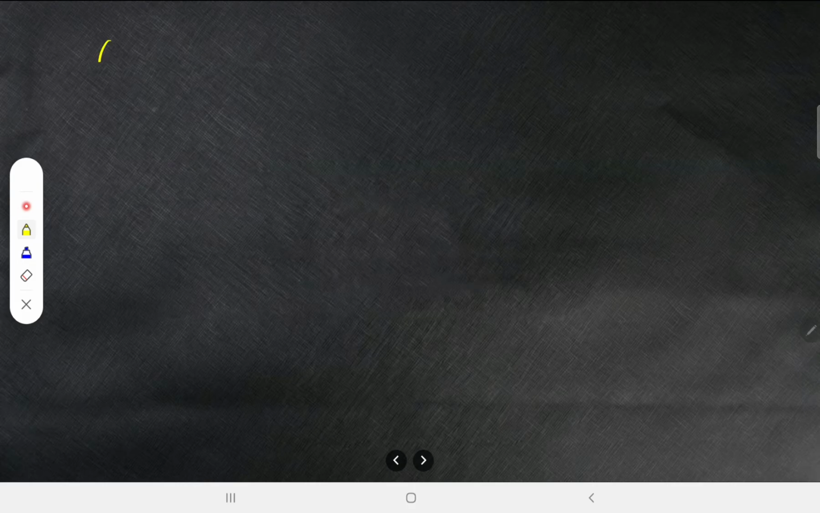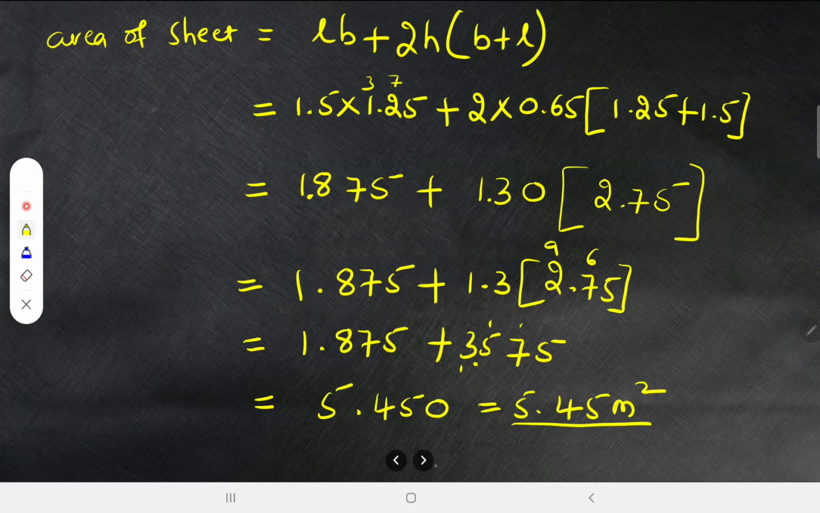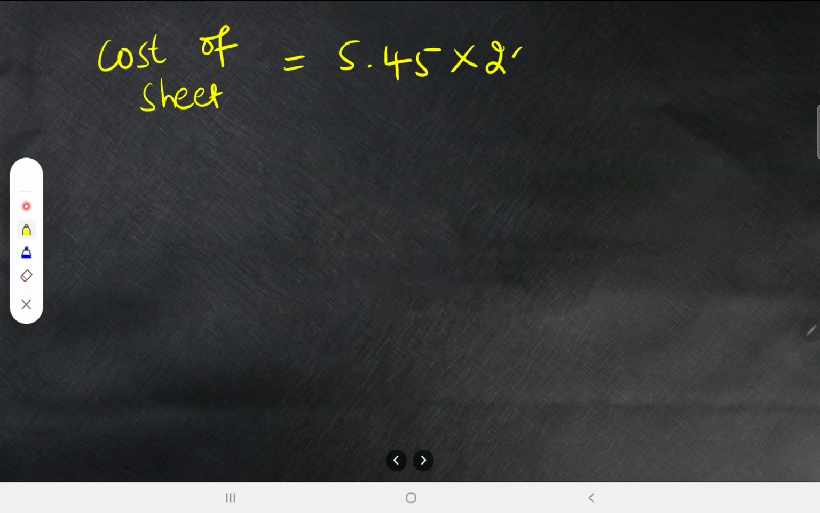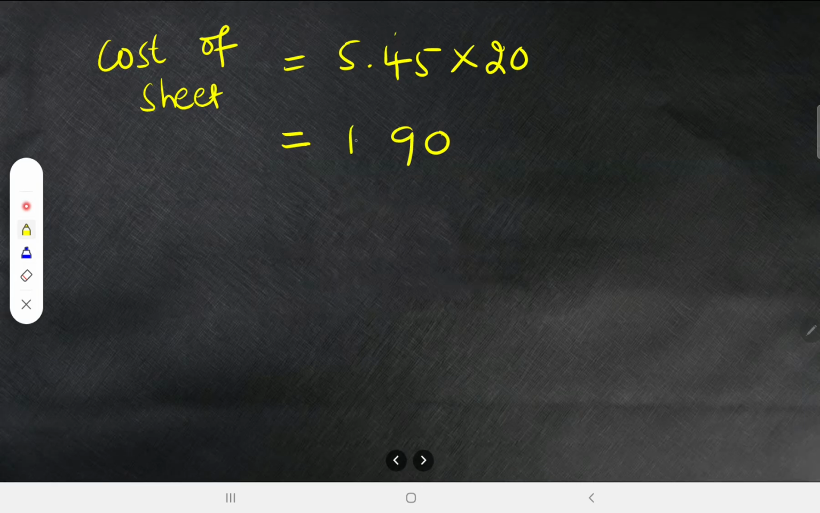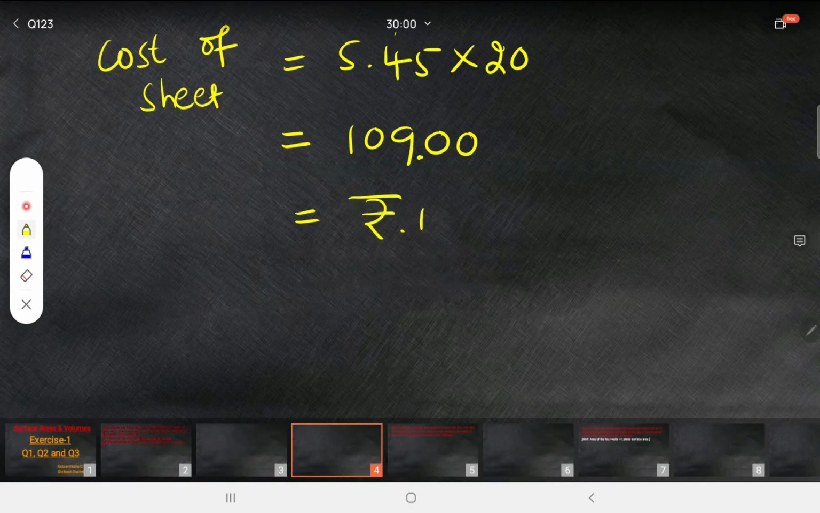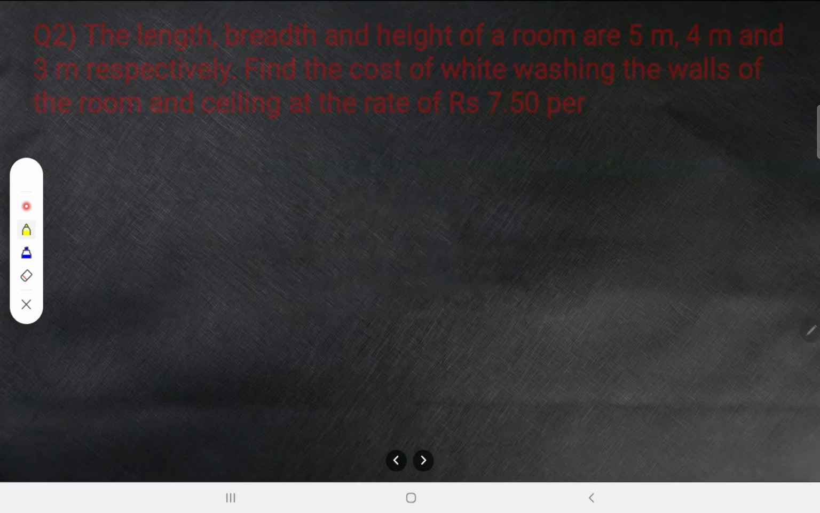So that's why you have to write cost of sheet is equal to 5.45 into 20. Do this calculation. 2 fives are 10, 1 is the carry, 2 fours are 8, then 9, 2 fives are 10, then afterwards give 1 0 and come back two places. So it is going to be 109 rupees. So we have to pay 109 rupees. I hope this problem is quite clear. Moving forward to the next question.